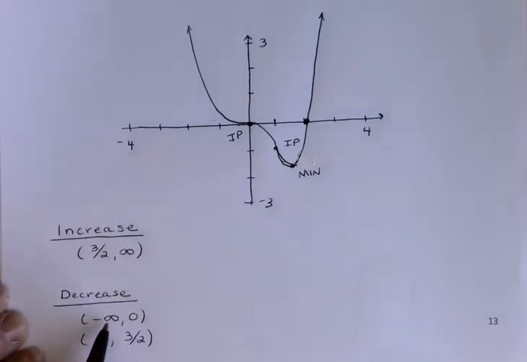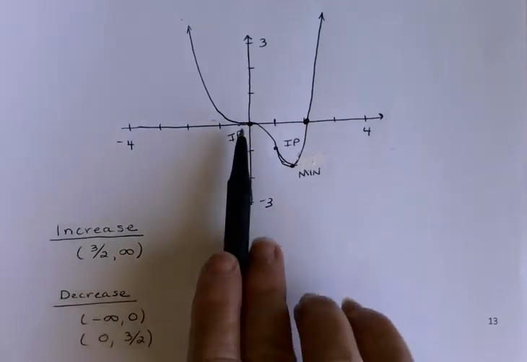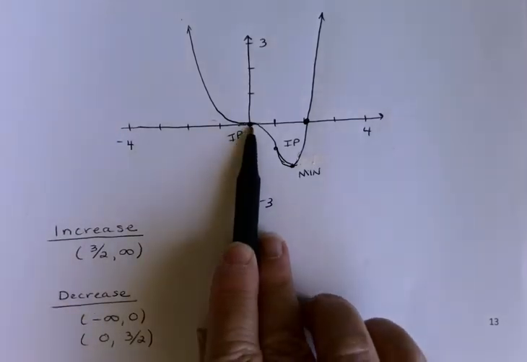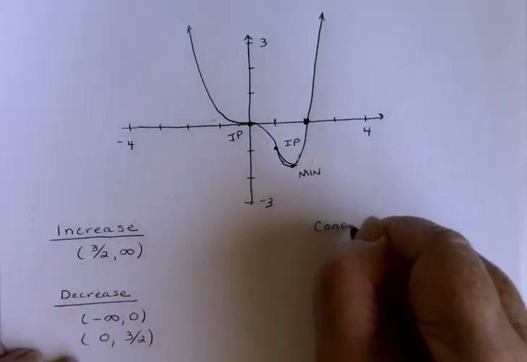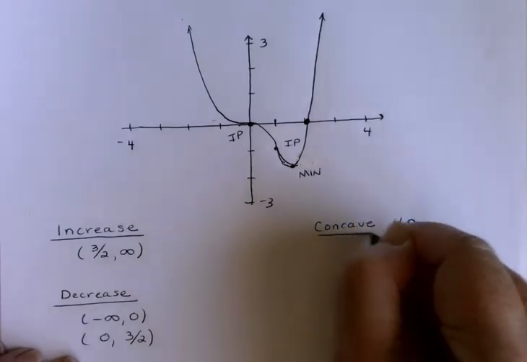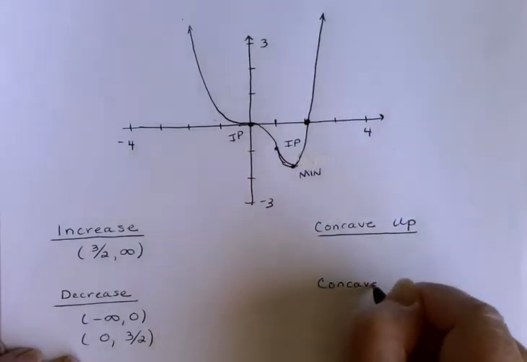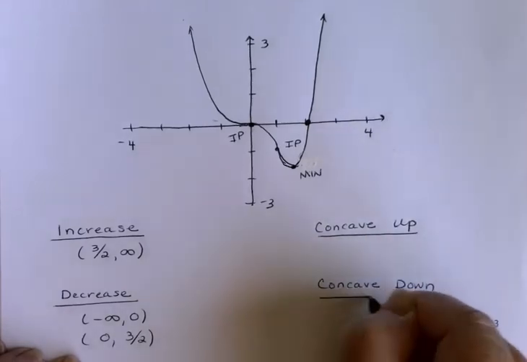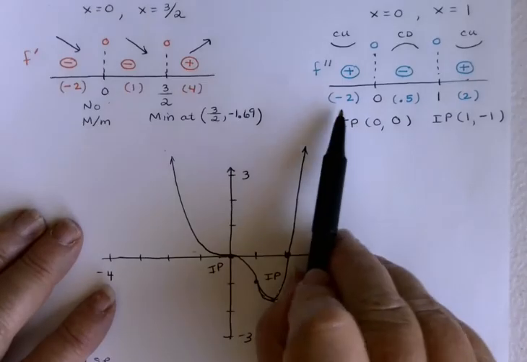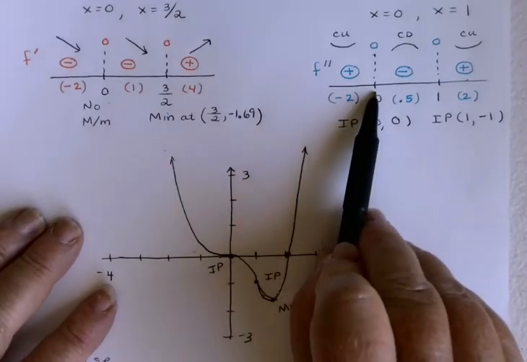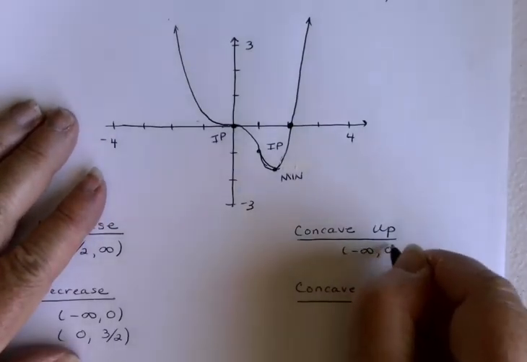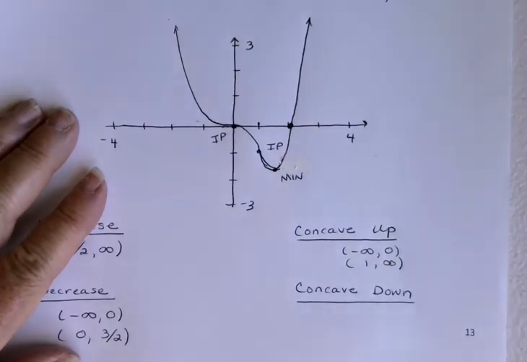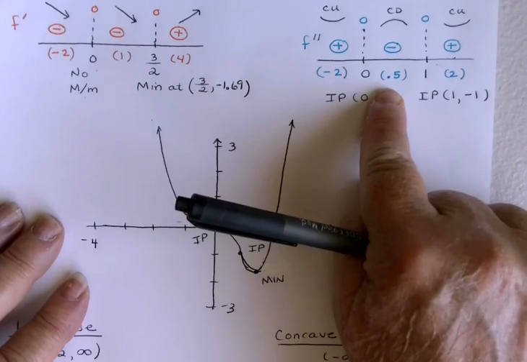Notice that I can't just go from -infinity to 3/2, because right at 0, it's not decreasing, it's not increasing either. It's instantaneously horizontal there. So don't be tempted to join those together. You have to list them separately. Concave up and concave down. Concave up from -infinity to 0 and from 1 to infinity. And concave down just in the middle here between 0 and 1.